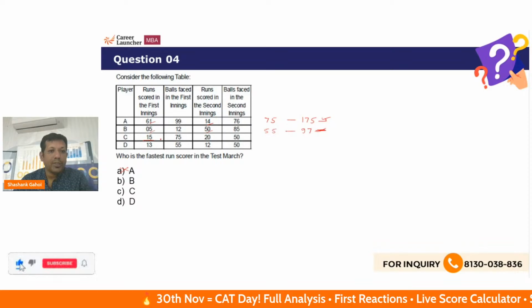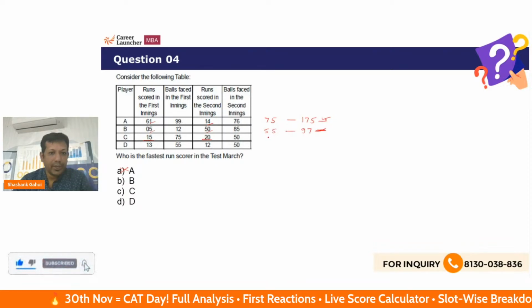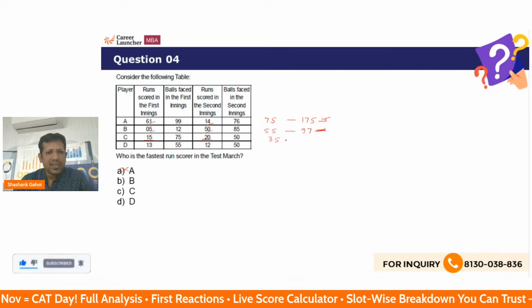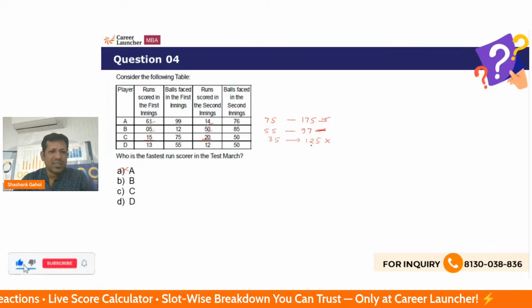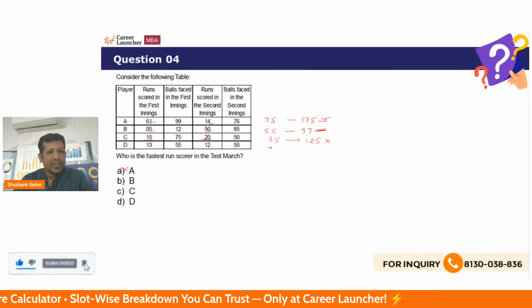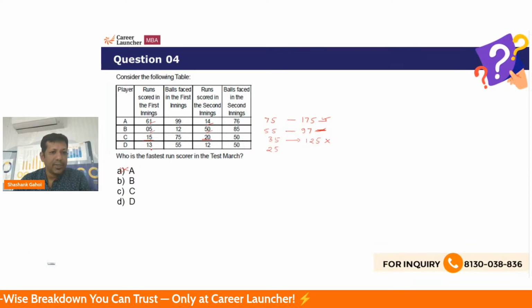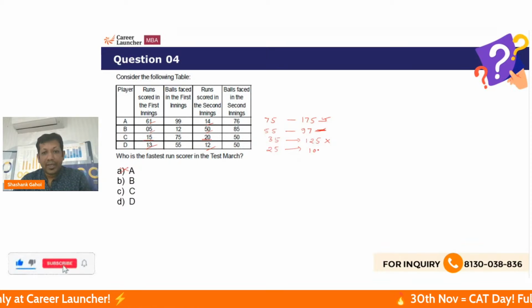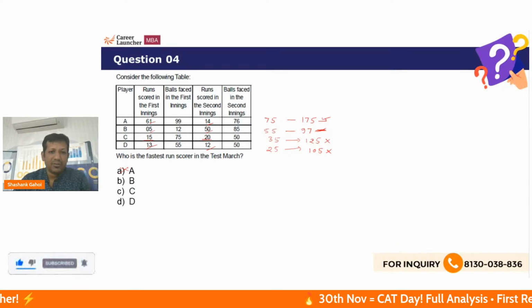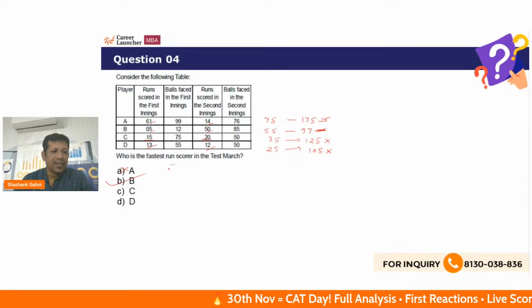Now if I look at this guy, he is scoring how much? 35. How many balls is this guy taking? 125. Not fastest, not at all. Next guy is scoring 25 runs, 13 plus 12. In how many balls? 105. Can he be the fastest? Definitely not. So the answer to this question is directly going to be option B.